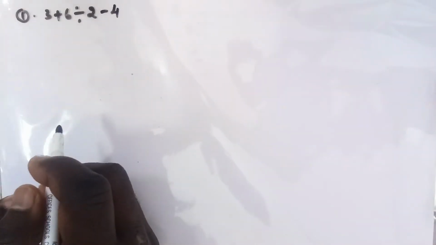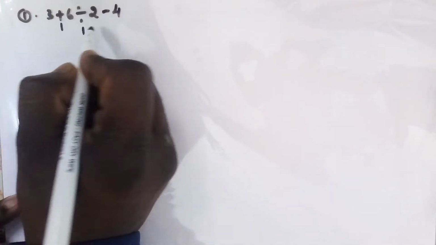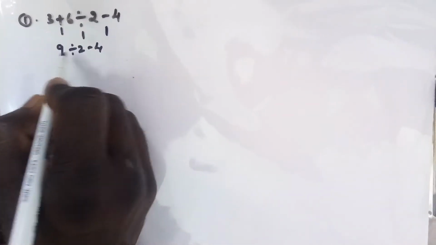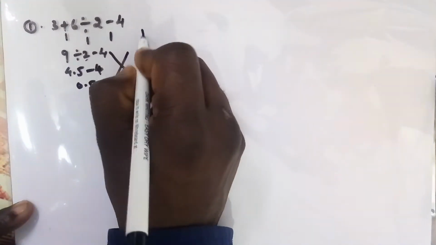Let's see some examples. First example is 3 plus 6 divided by 2 minus 4. Normally what we will do, because here three operators are there: plus, divided by and minus. When we do 3 plus 6, that will be 9 divided by 2 minus 4. When we are doing 9 divided by 2, this will be 4.5 minus 4. Finally 4.5 minus 4, that will be 0.5. This is wrong. Due to this, we have BODMAS.